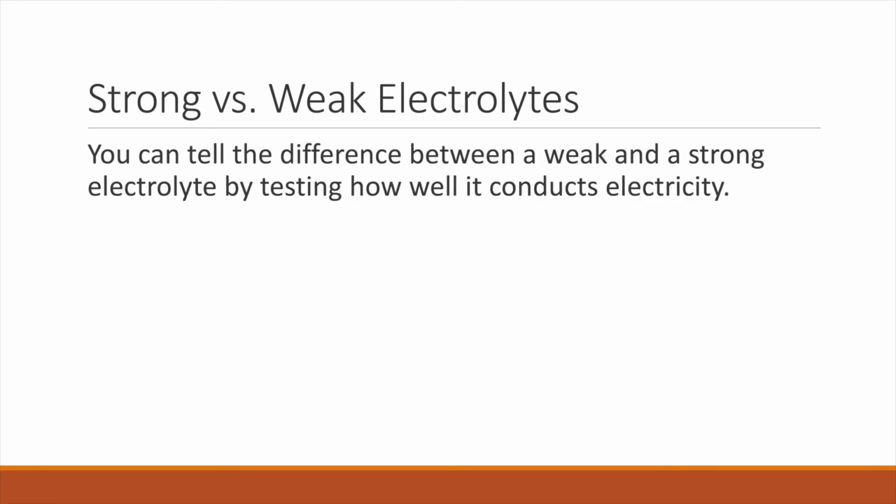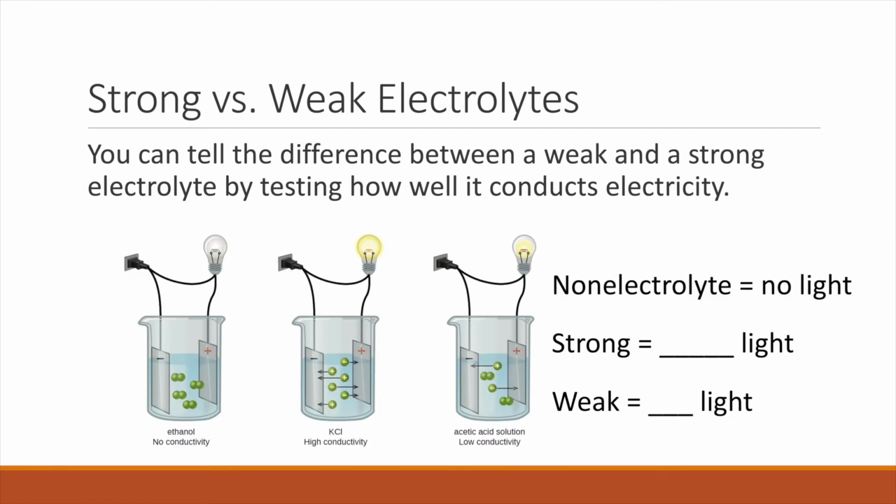Now you can tell the difference between a weak and a strong electrolyte by testing how well it conducts electricity. Electricity is the motion of electrons. So where do we get availability to move electrons? Well, that comes from having charges in our solution, from having ions. So I can look at three different situations. I can have something like ethanol, which is a non-electrolyte. So there are no ions in that solution.